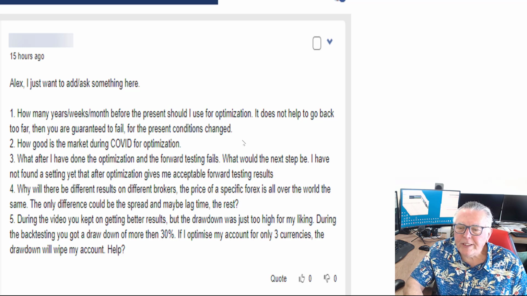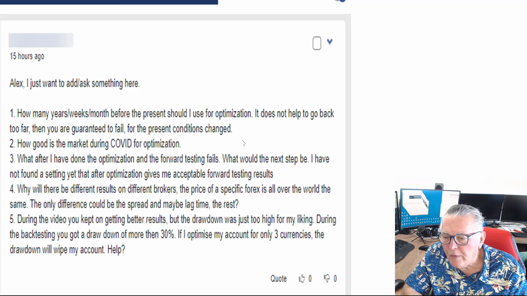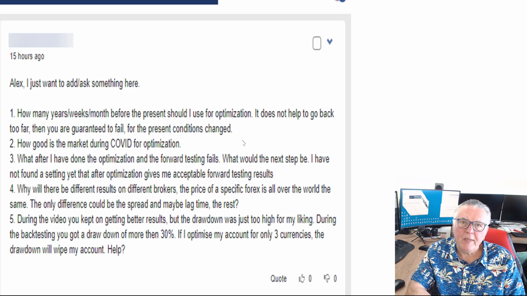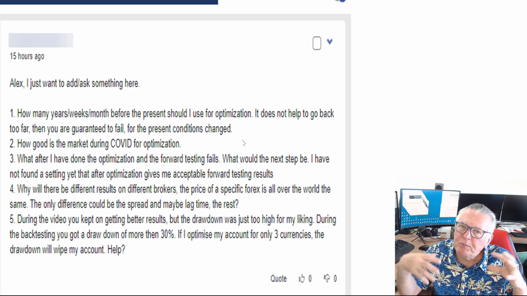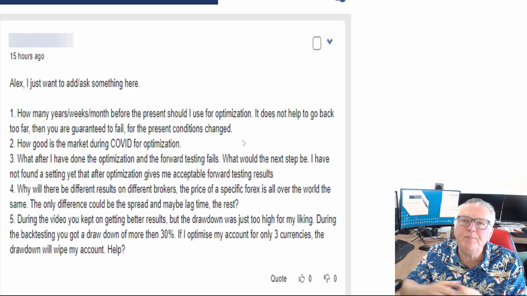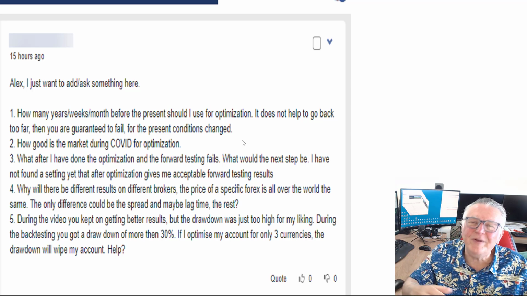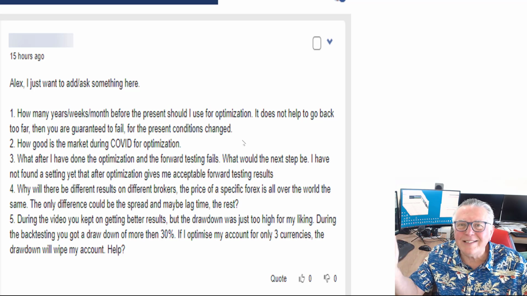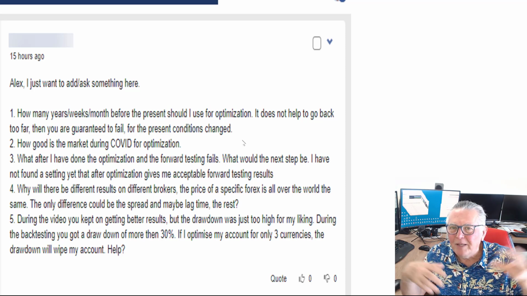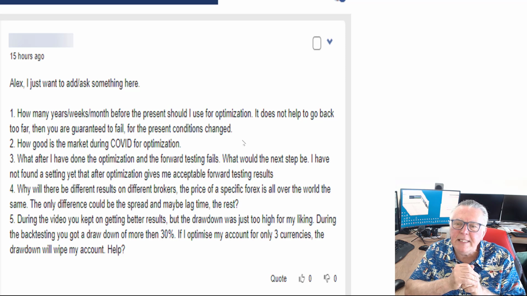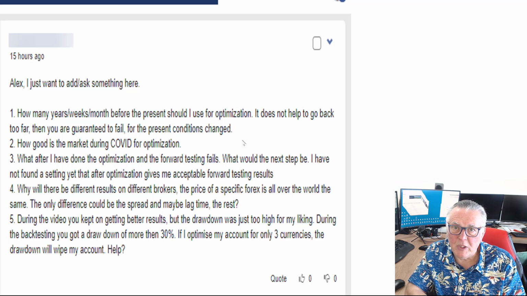Then the next question, how good is the market during the COVID for optimization? Okay, good question. Again, what is happening in the market at the moment is most probably not normal events, but there is no such thing as normal events, because every now and then things happen. There's the elections, there's all kinds of things that throw the market into a bit of a whirl. But certainly the COVID has caused some incredible trends in the market and has caused the market to be a little bit more unstable than it should be.